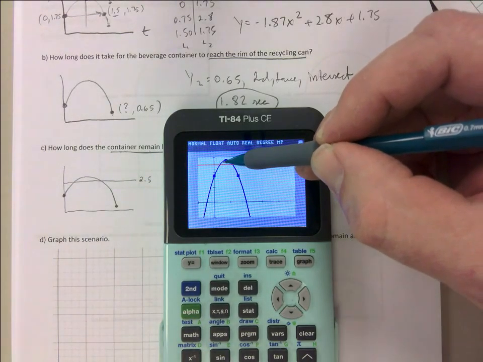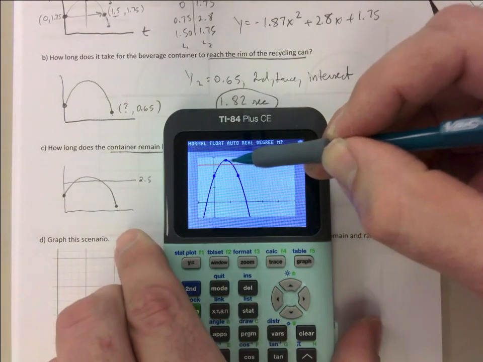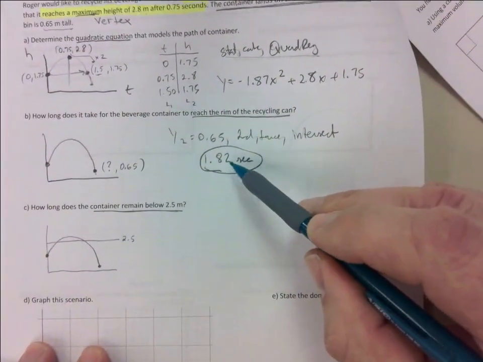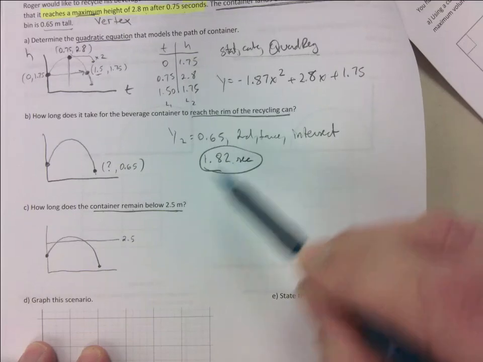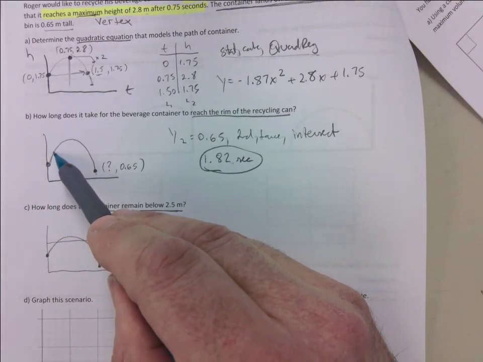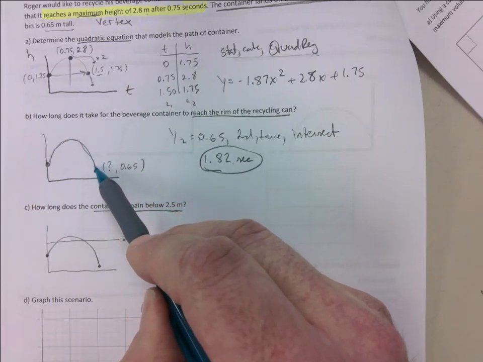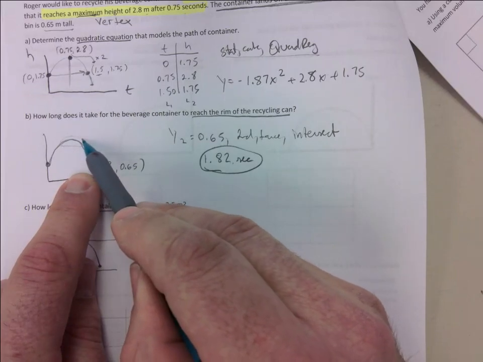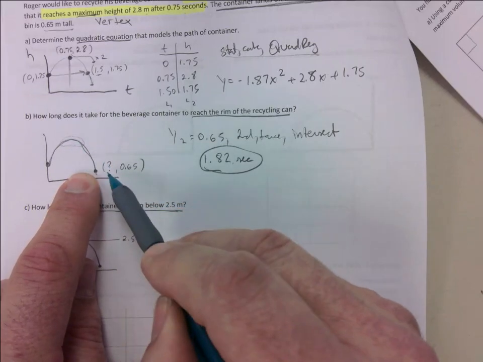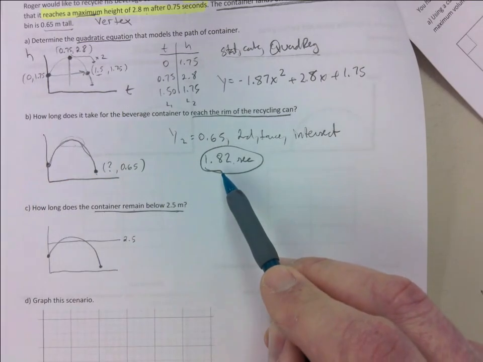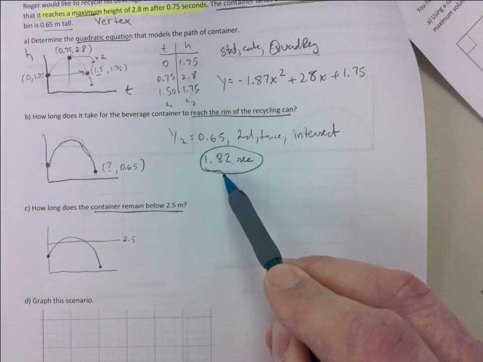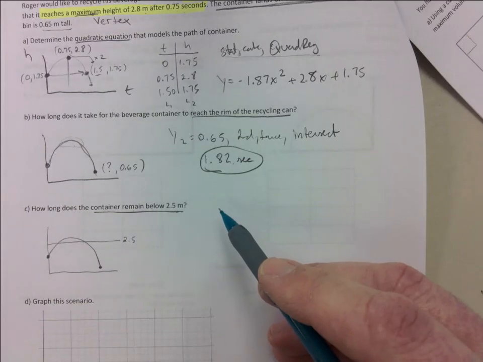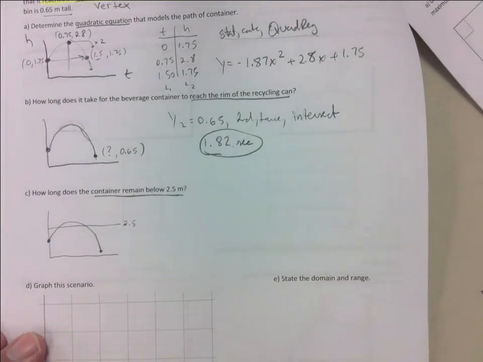So what I will do is I will find the time above, and then I will subtract it from this time. Because remember, it's in the air for 1.82 seconds. So I will just subtract this time up here from the total flying time, and that gives me the time below. 1.82. Does that make sense? Sort of? We'll get there.